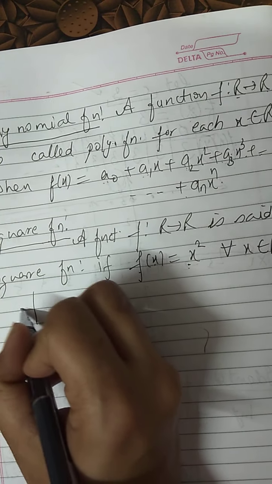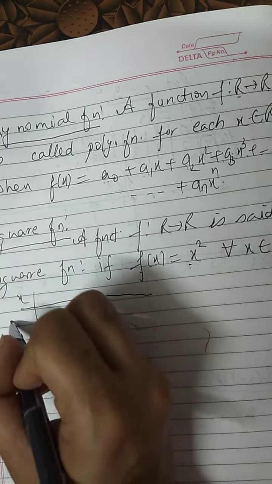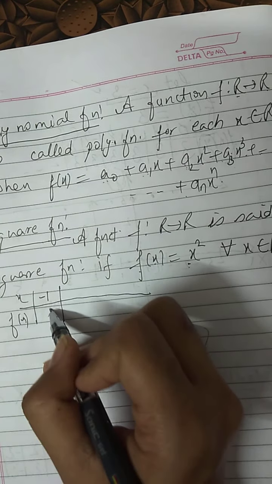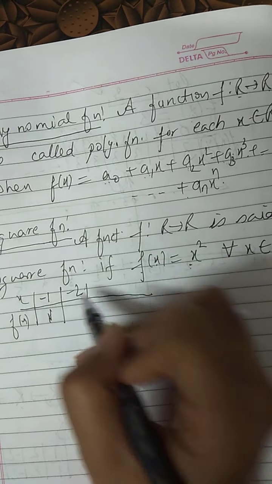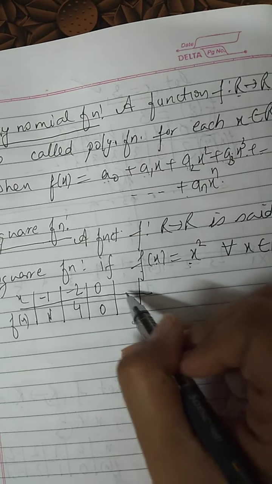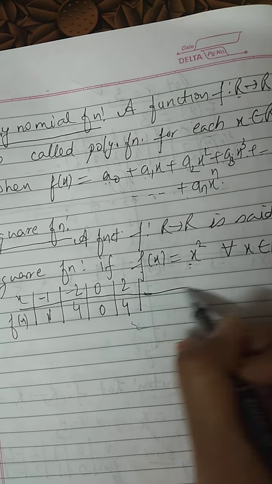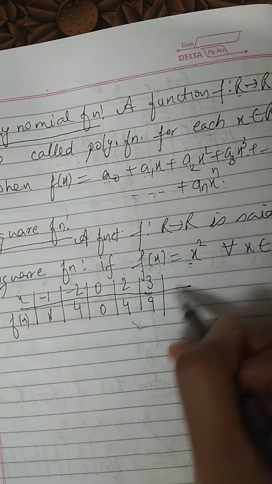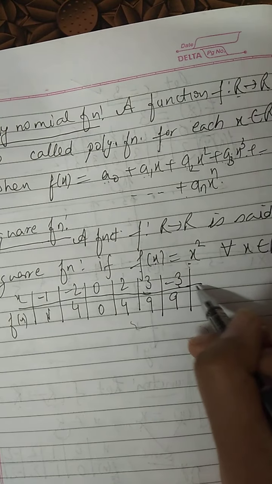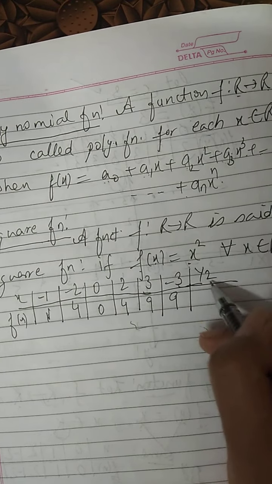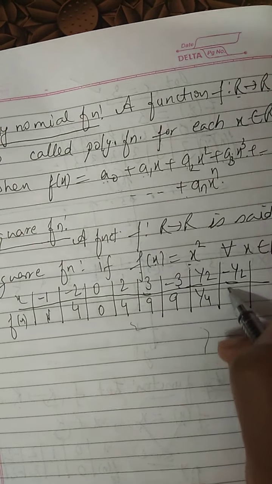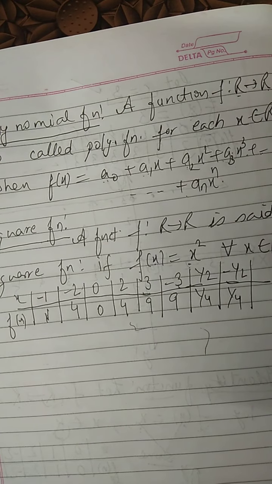So if I make the table to plot the graph of this function, if I give -1 to the function, square of -1 is 1. If I give -2 to the function, square is 4. If I give 0, square of 0 is 0. If I give +2, it is 4. If I give 3, the square of 3 is 9. If I give -3, then also square is 9. Even you can do, if I give 1/2, the square is 1/4. If I give -1/2, the square again will be 1/4, and so on, right?